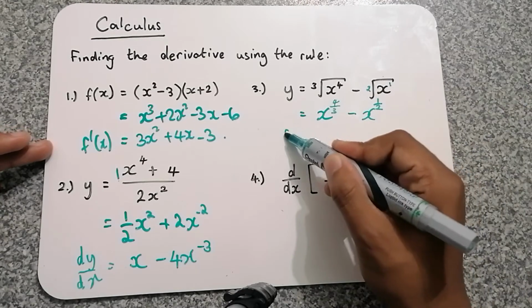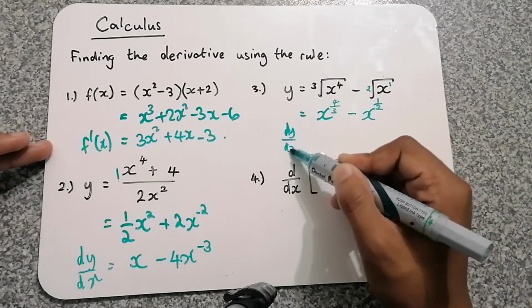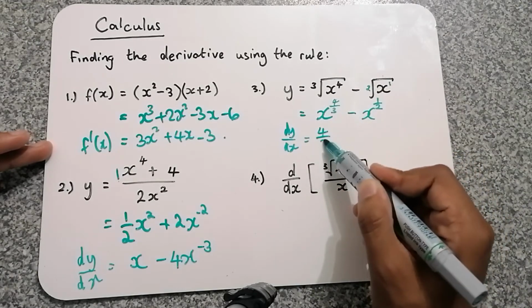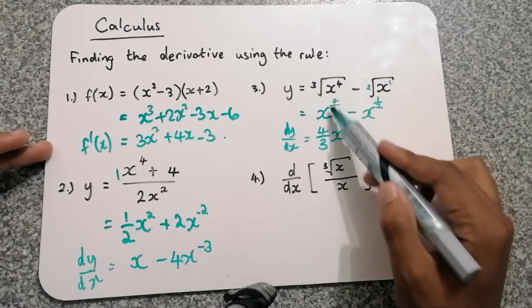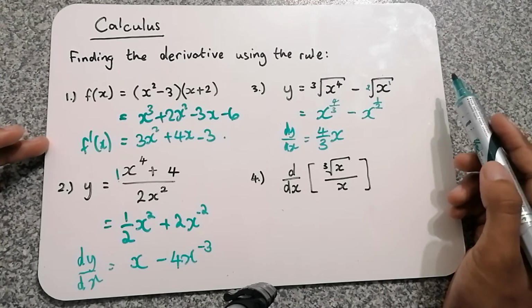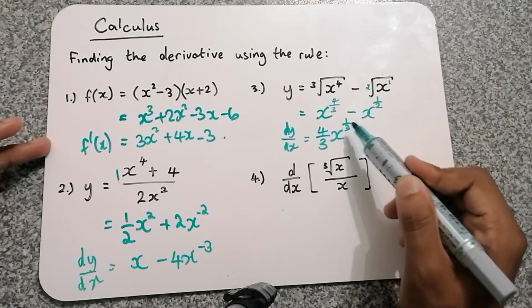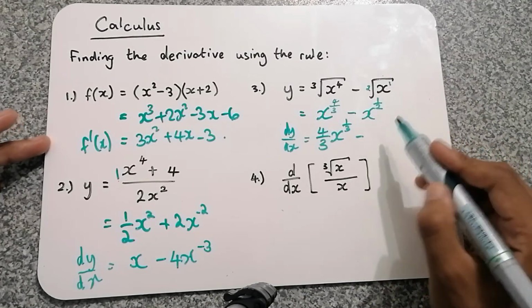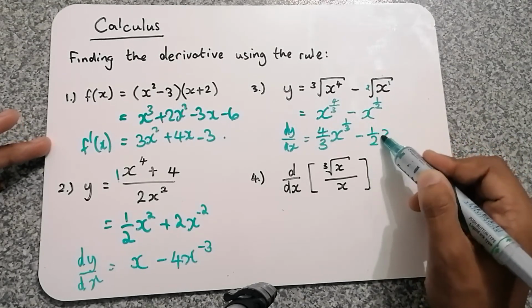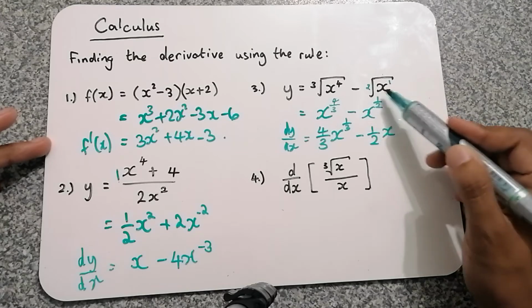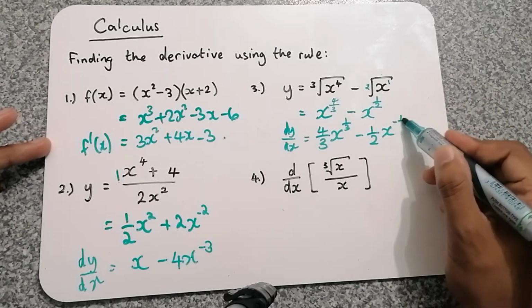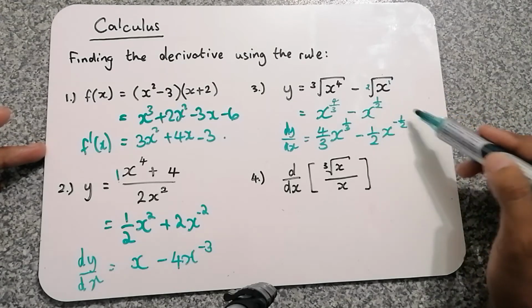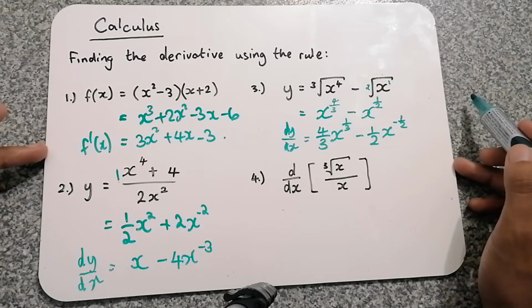So now when we do the derivative, I multiply the exponent with the number in front, and then I minus 1 from the 4 over 3, so that gives us 1 over 3. Then I do the same here, multiply a half with the number in front, and I minus 1 from that half. So a half minus 1 gives us negative a half.